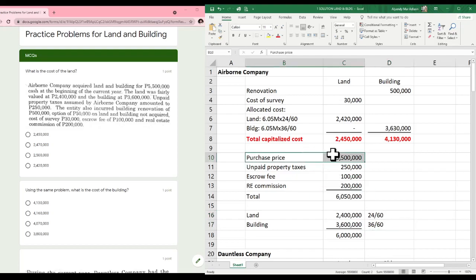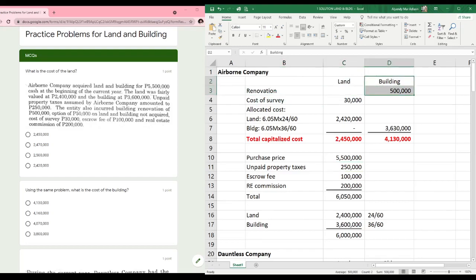Now, class, aside from the purchase price, we also have the property taxes. Take note that these unpaid property taxes pertain to the unpaid property taxes of the seller, which were assumed by the buyer up to the date of acquisition. Since these unpaid property taxes are related to the purchase of the land and building, they relate to both and we still have to allocate it. Next, we have the building renovation. Of course, for that building renovation, there is no problem. It is clear that it is for the building.